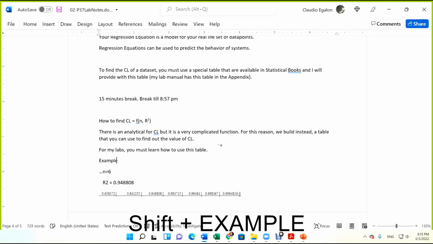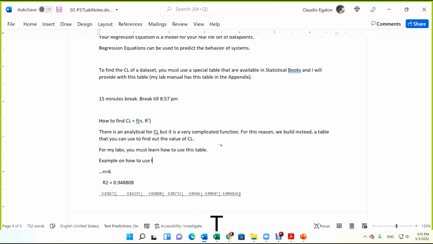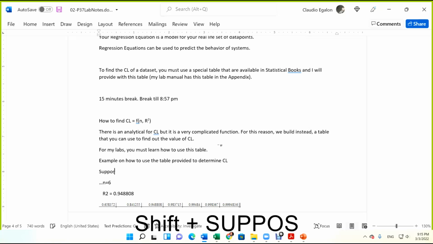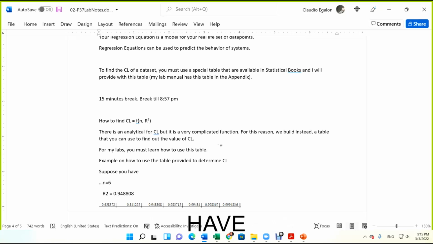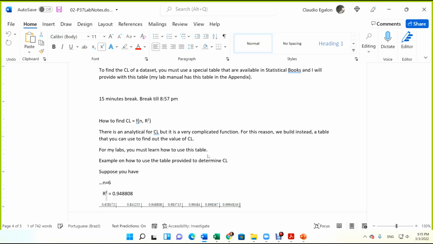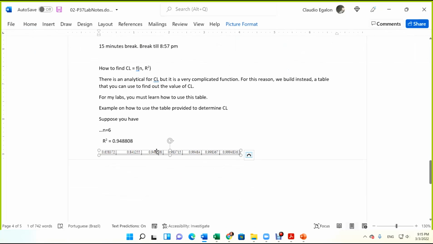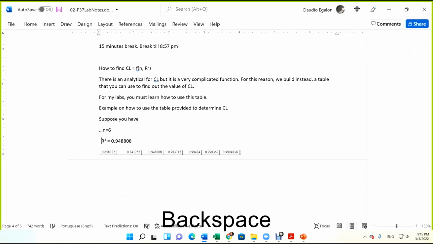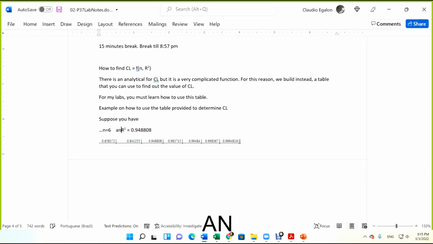Example on how to use the table provided to determine CL. Suppose you have n equal to 6 and r squared equal to this value. And you go find CL. Find CL.